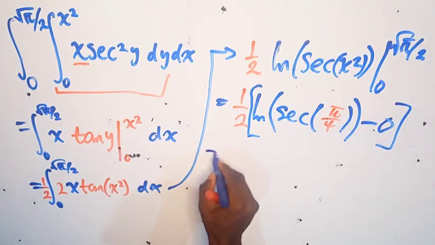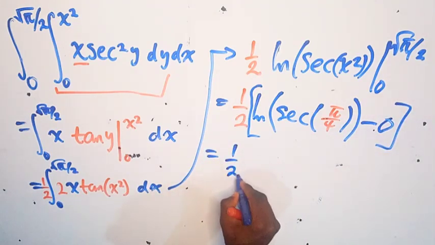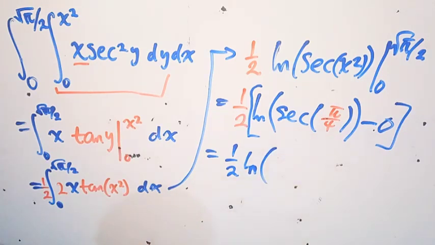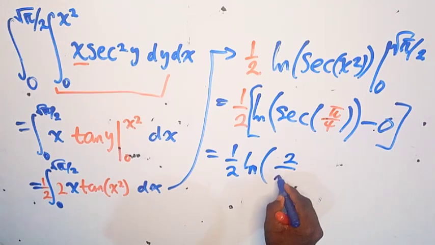Alright, great. So this is going to be 1/2 of the natural logarithm of, what is secant of pi over 4? You notice that cosine of pi over 4 is root 2 over 2. So that means that secant of pi over 4 will be 2 over root 2.